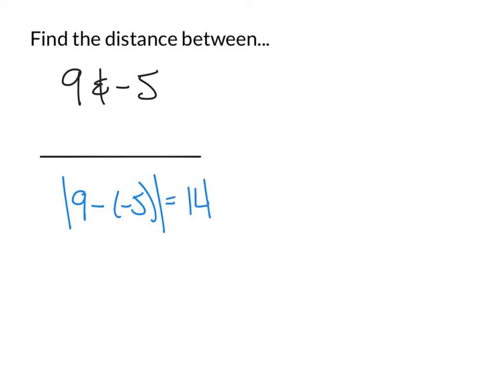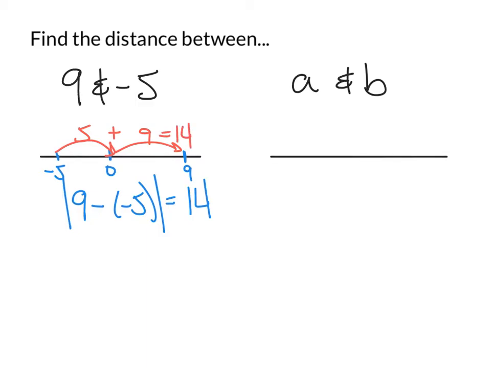And we can see that since 9 is positive, it would be to the right of 0. And since -5 is negative, that would be to the left of 0. Counting that distance, starting at -5, it would take 5 steps to get to 0, and then from 0 to 9, it would take 9 more steps. So altogether, that's 14 steps.